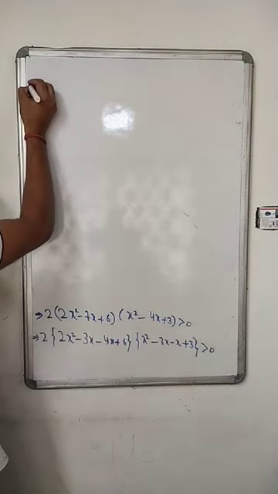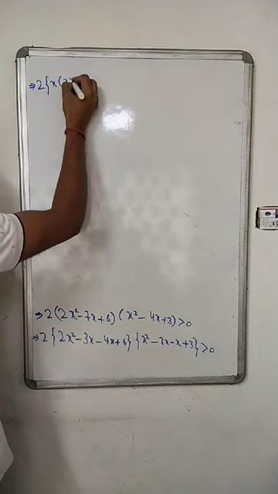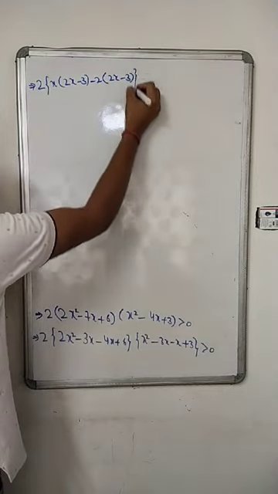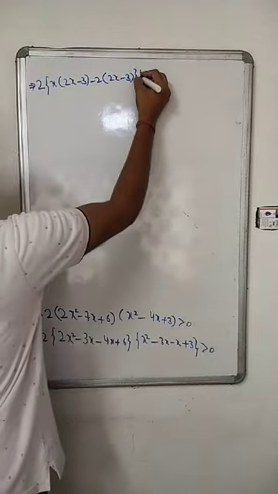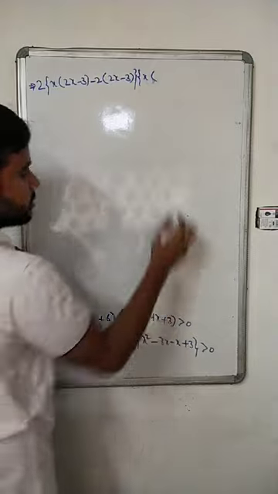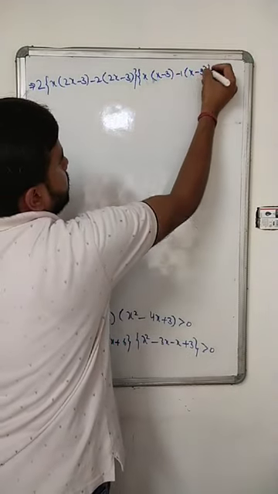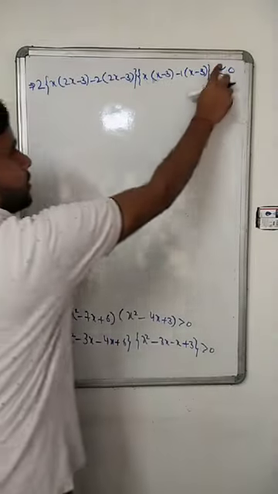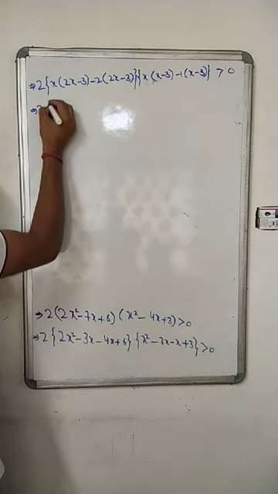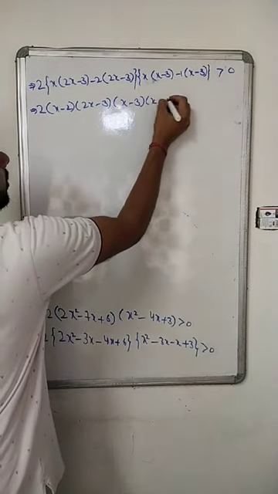Now next, we have to take common. So we have 2x minus 3, minus 2 common, so we have 2x minus 3. Take x common from both these terms, so we have x minus 3. Take minus 1 common. You have x minus 3 greater than 0. Sorry, by mistake I wrote less than there. Now we have (x minus 2)(2x minus 3)(x minus 3)(x minus 1).